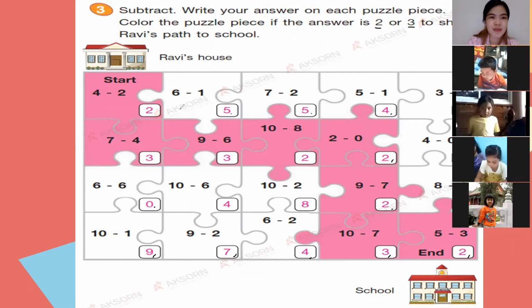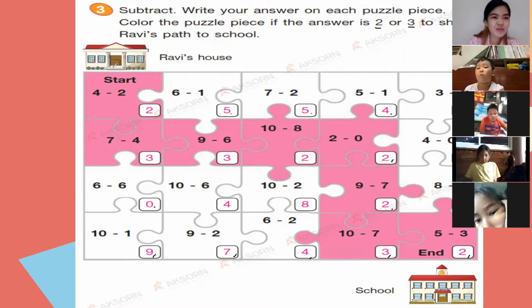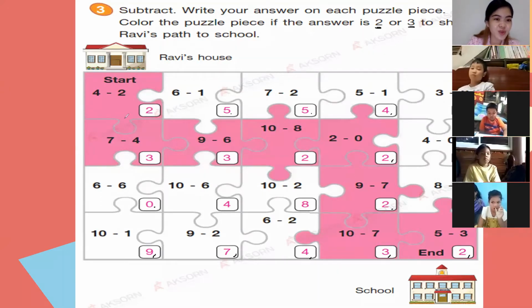So remember again, the instruction says that you're going to color the puzzle pieces if the answer is 2 or 3. So we're going to color the answer with 2 and 3. So we're going to start from here.